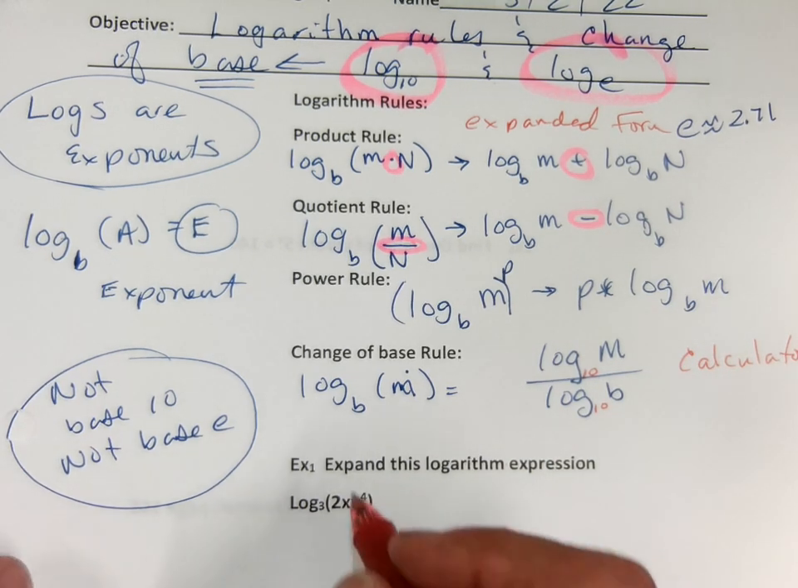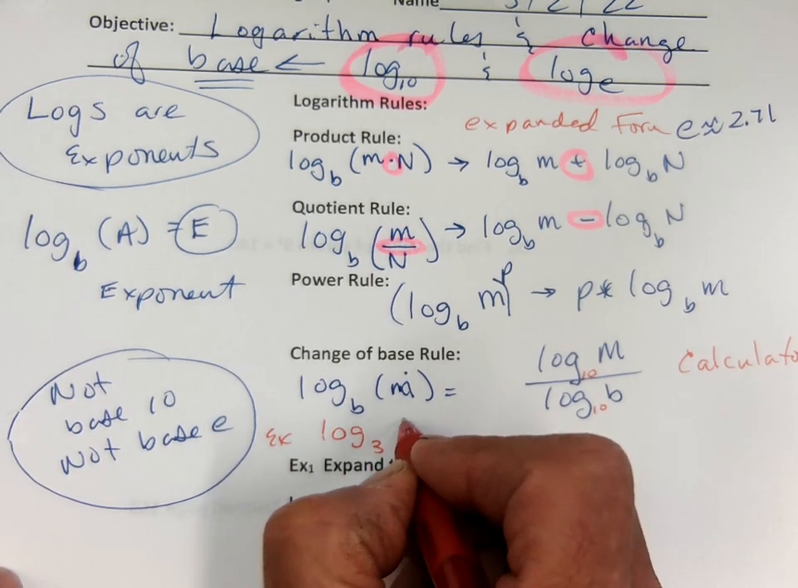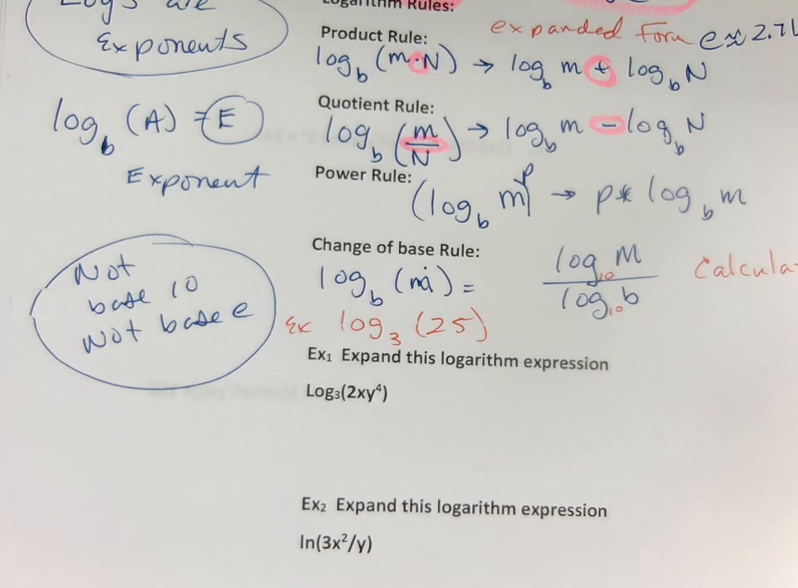Okay, an example. I've got log base 3 of 25, okay? As an example. Well, it's got to be bigger than 2, so the answer is in between. I know that 3 to the third power is 27. 3 to the second power is 9, so the answer is probably about 2.8, 2.9. I'm just guessing, right?